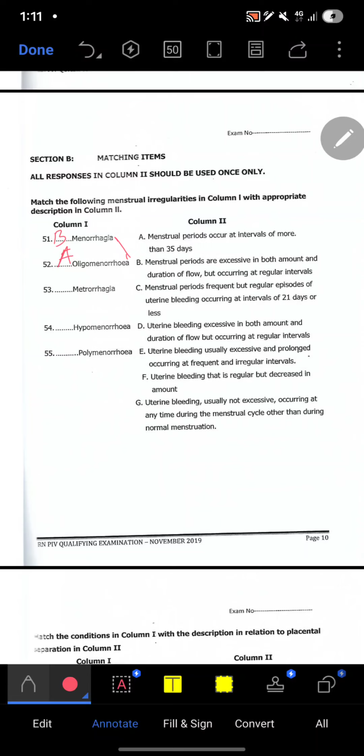53 says metrorrhagia, the correct answer is G. And G says uterine bleeding, usually not excessive, occurring at any time during menstrual cycle other than during normal menstruation. 54, hypomenorrhea, the correct answer is F, and this is where there is uterine bleeding that is regular but decreases in amount. 55, polymenorrhea, the correct answer is C, and this is where there are frequent but regular episodes of uterine bleeding occurring at intervals of 21 days or less.